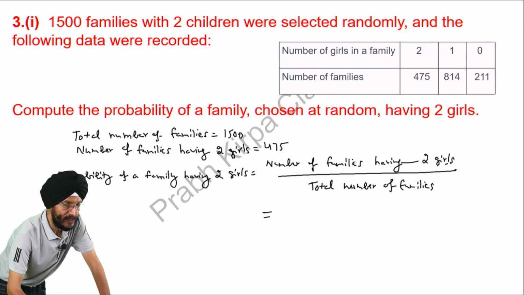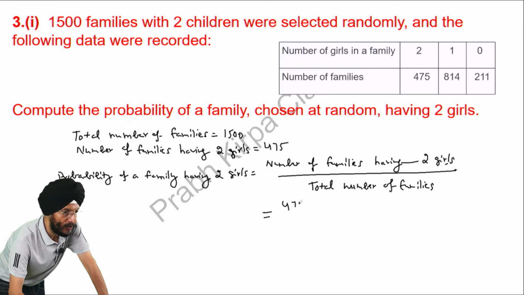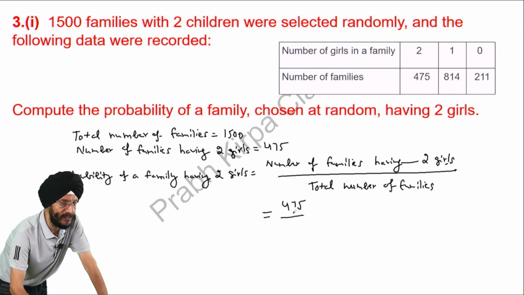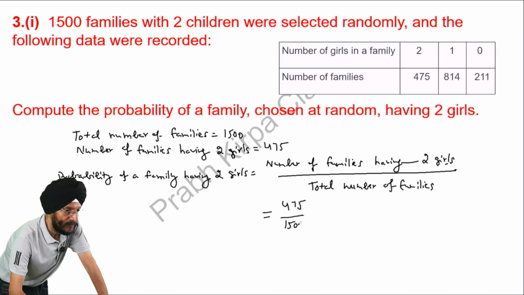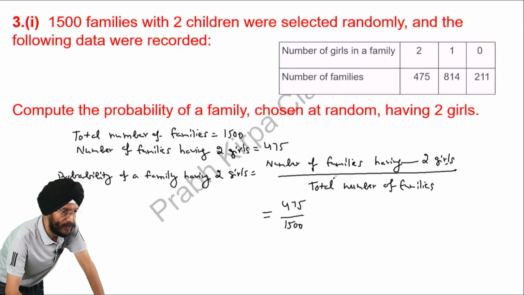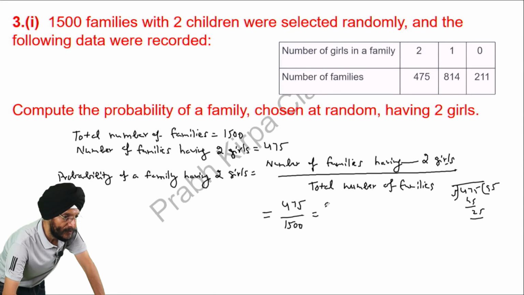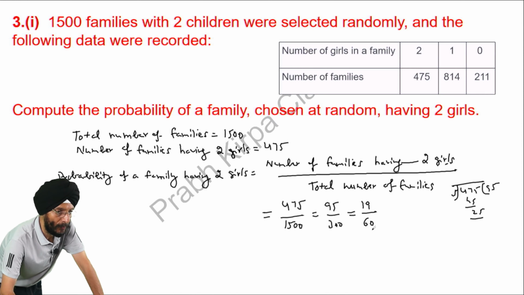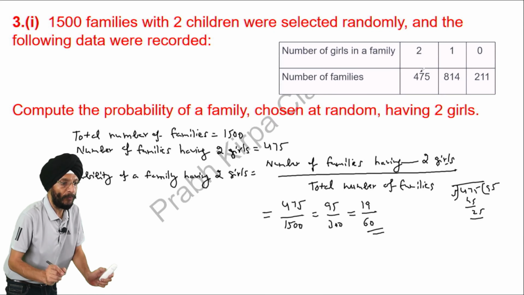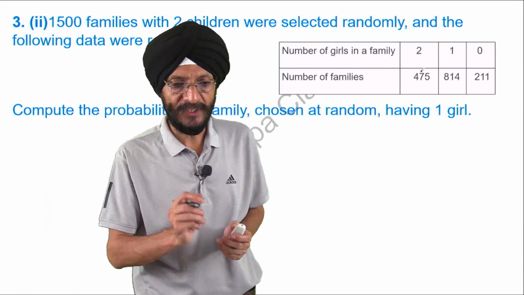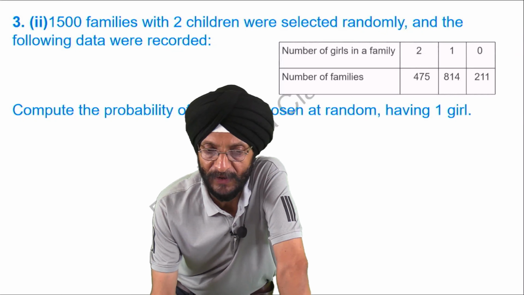So what is the number of families having 2 girls? It is 475. Now what is the total number of families? This is 1,500. So now we will divide it by 5. What we will get? 95 over 300. We will again divide it by 5. We will get 19 over 60. So this is the probability. This is the answer of 3.1.